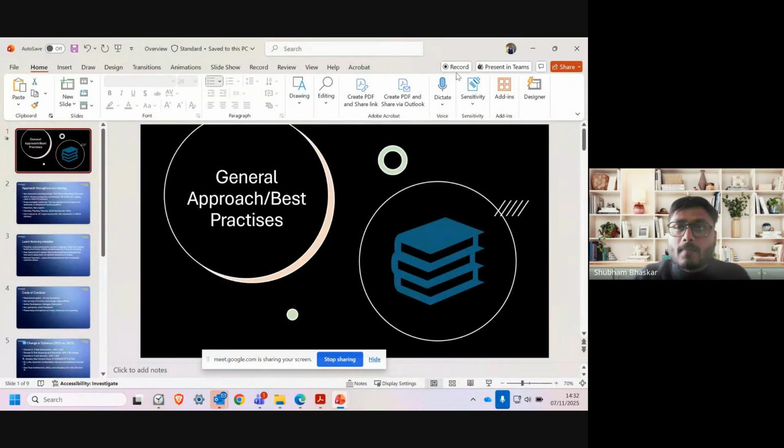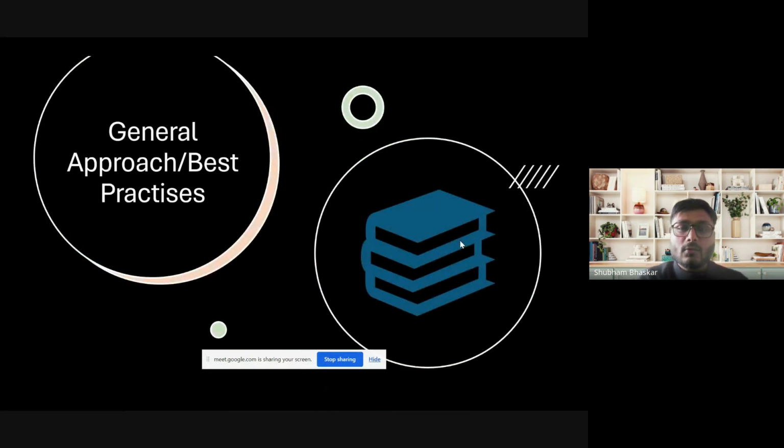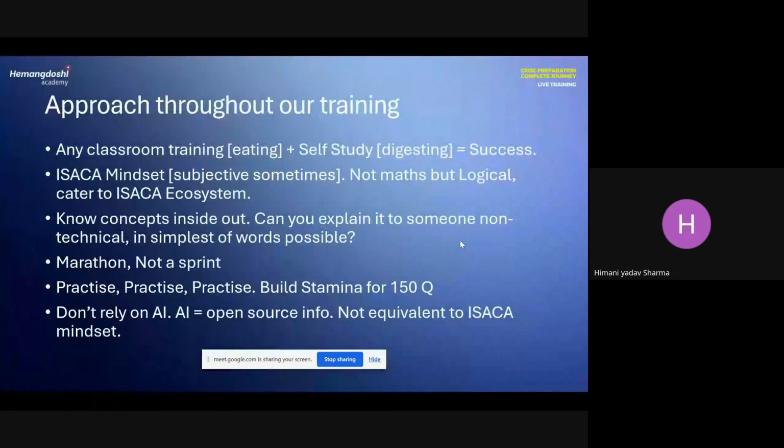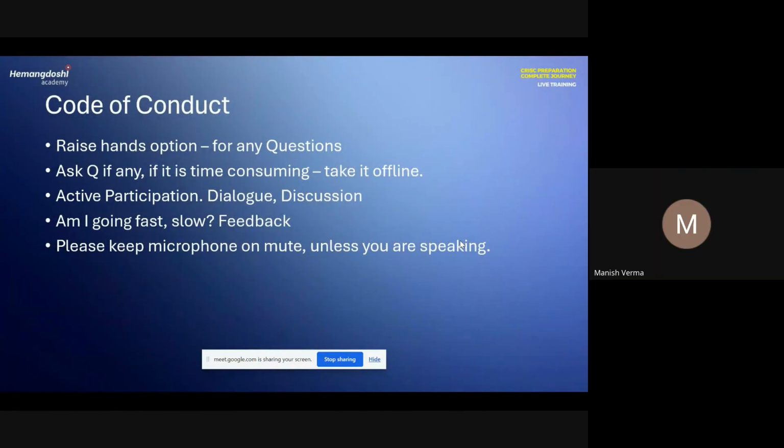So I'll just change this to full screen. I hope you're able to see full screen now. Yes. Can everyone confirm? Yes. Perfect. Thank you.